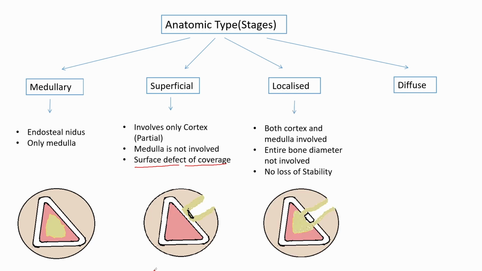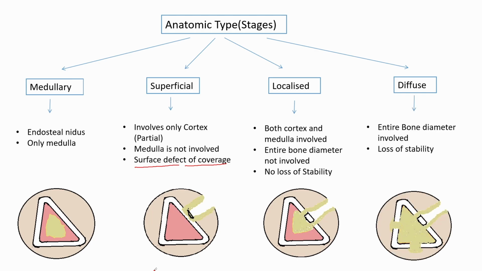The third type is localized. Here both the cortex and the medulla are involved. However, the entire bone diameter is not involved. This ensures that there is no loss of stability, either before debridement or after debridement.